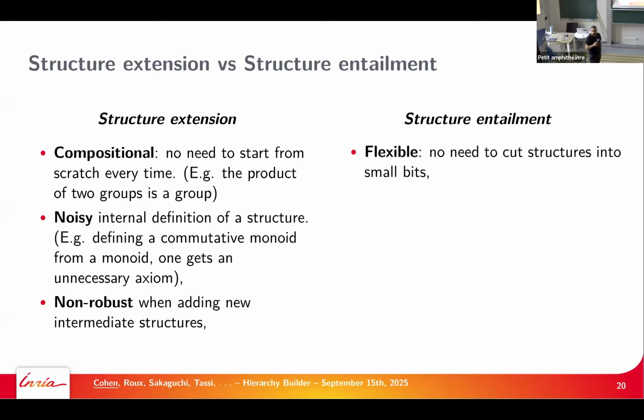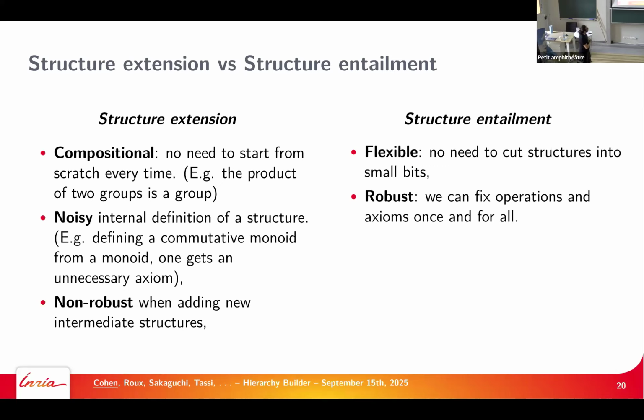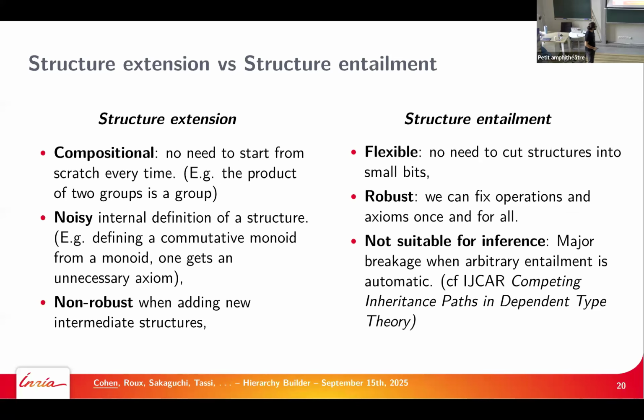Now, the advantages of structure entailment, which makes you think you should go that way instead, is it's flexible. You don't need to cut structure into small bits. You can just say, I have a norm space, I define a metric space, and I am done. But okay, not but yet. So it's robust because you can say this is a norm space. It will not change. It's not an extension of something that will change later. No, it's a precise definition and you don't change it.